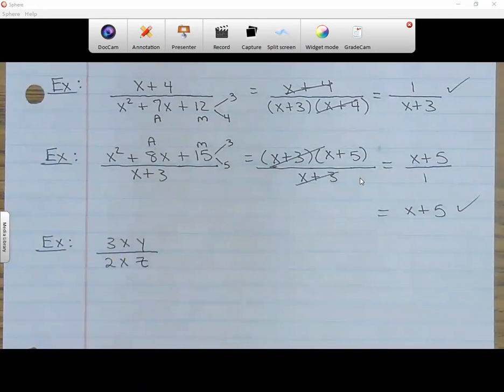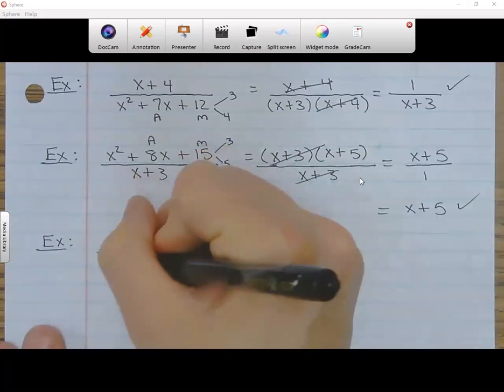All right, so how about this one? Is there anything we can factor on the top? No. All I have is a 3xy. Is there anything I can factor on the bottom? No, not really. It's a 2xz. So I can't really factor anything, right? Now, is there anything that's the same on the top and bottom that I can cancel out? Well, yeah, it's this x right here, right? So I can cancel those out.